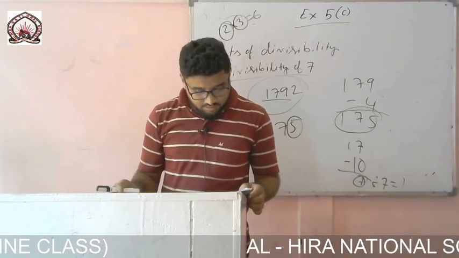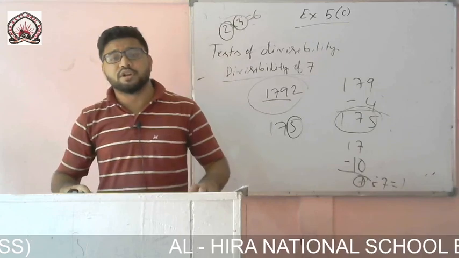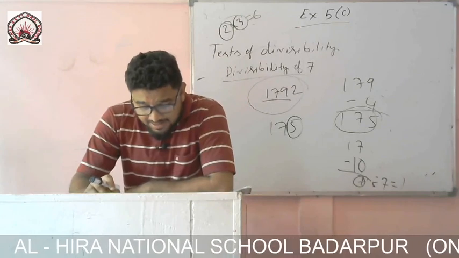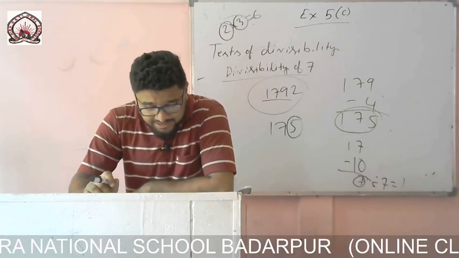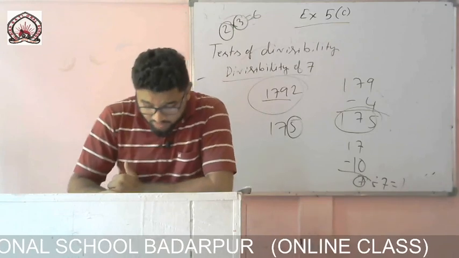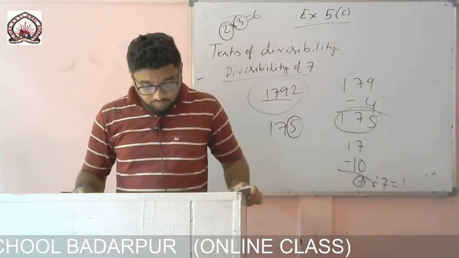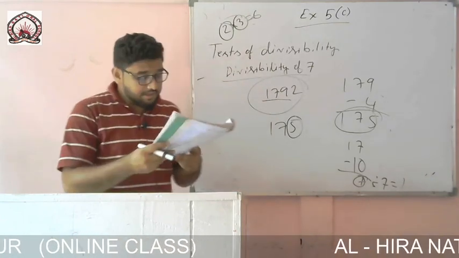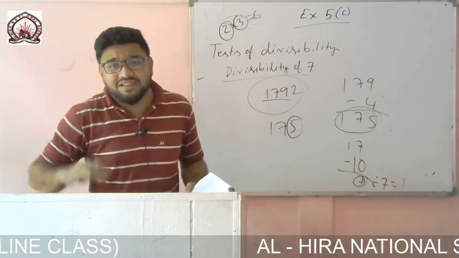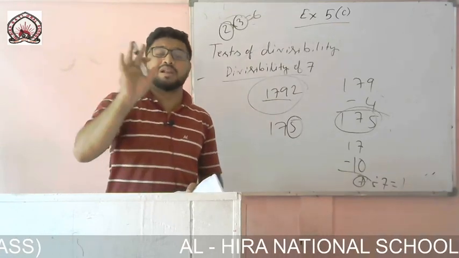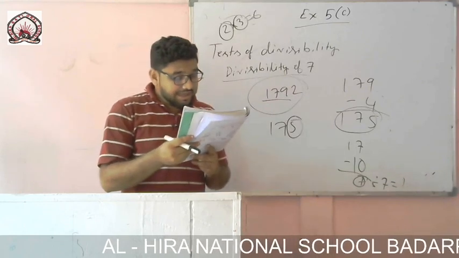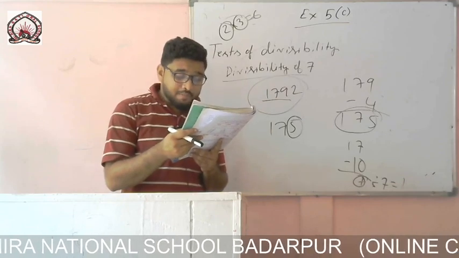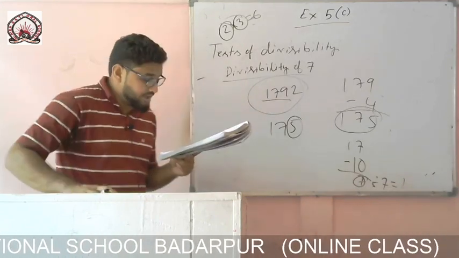Now, divisibility of 8. A number is divisible by 8 if the number formed by its last 3 digits is divisible by 8. If the last 3 digits of the number are divisible by 8, then the whole number is divisible by 8. So you check.